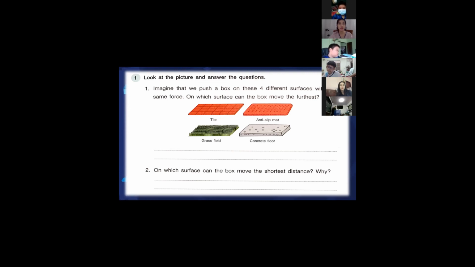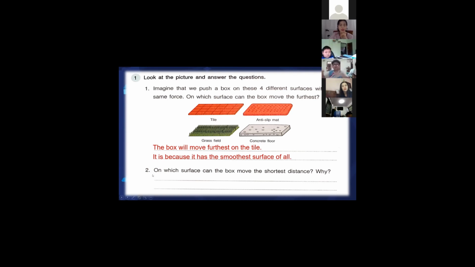Not said the box will move farthest on the tile. Actually, Not is correct, because the tile is smooth. What is the reason why? Because the tile is the smoothest of all the surfaces.